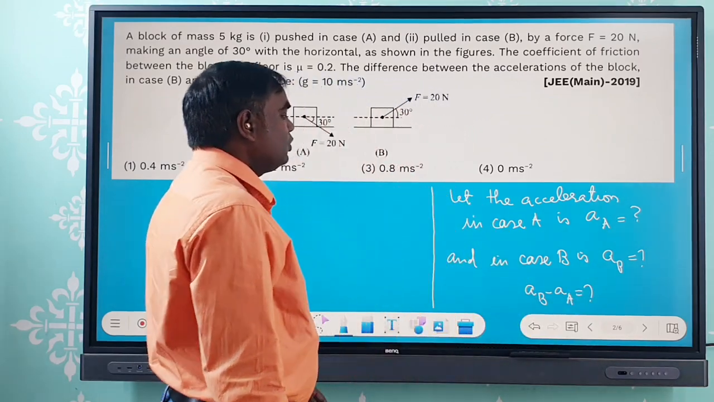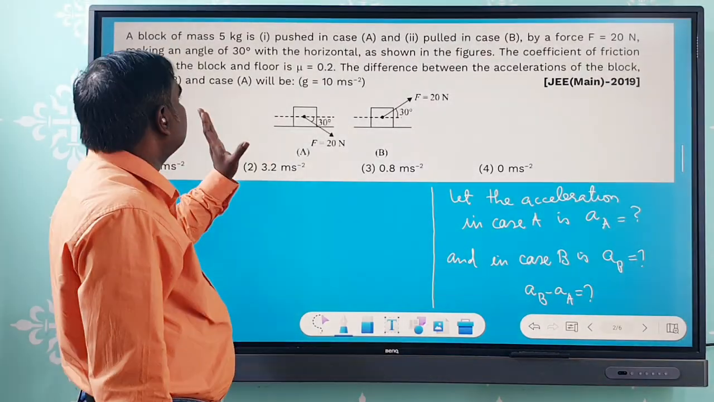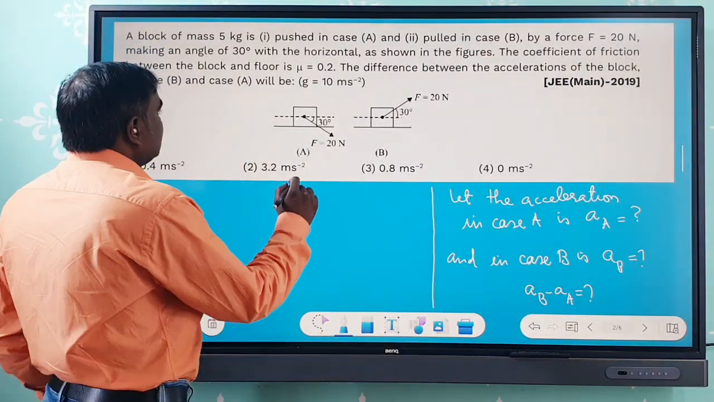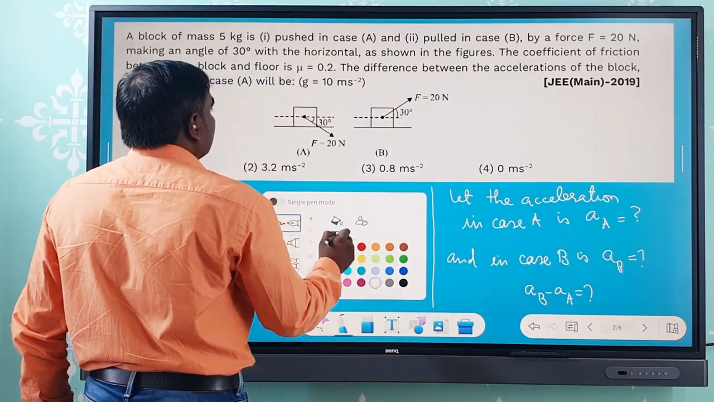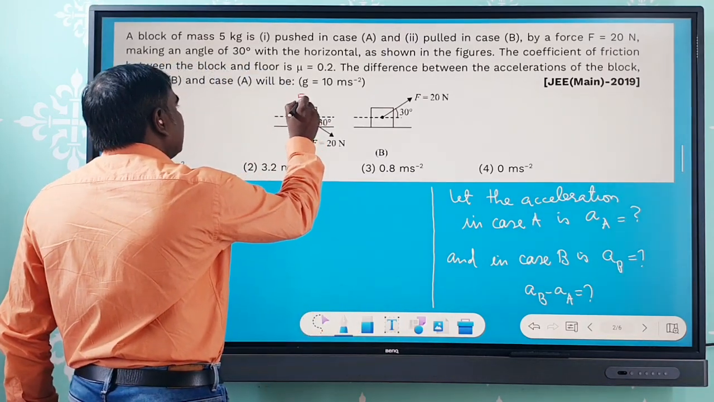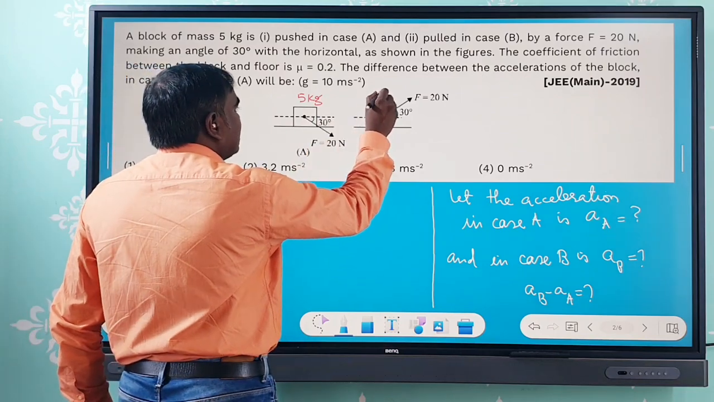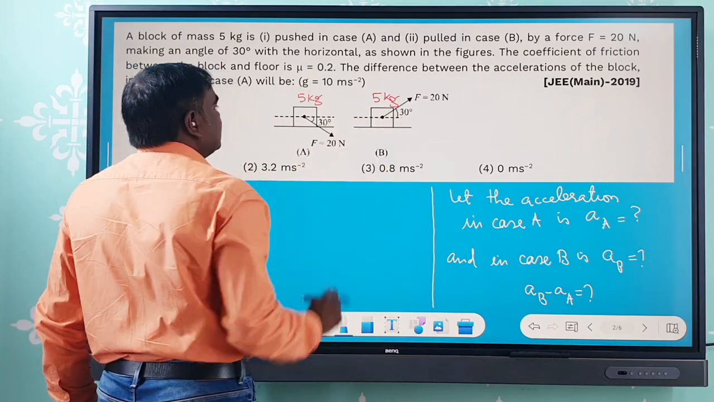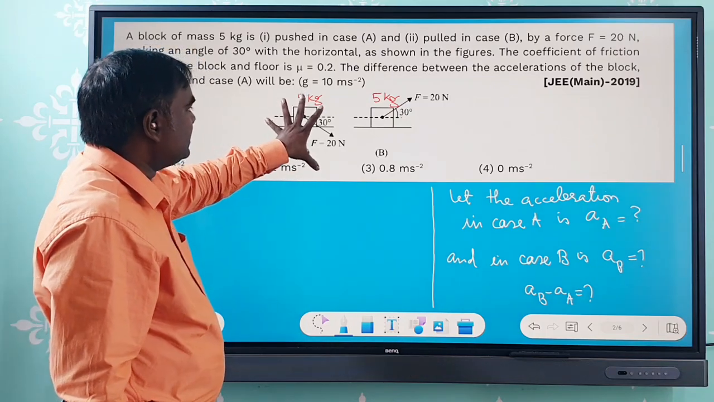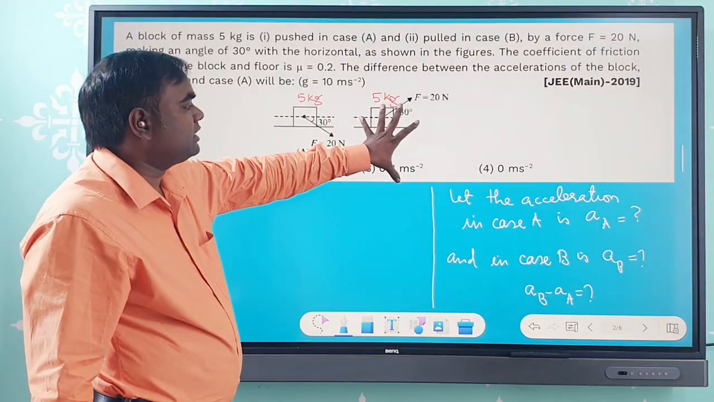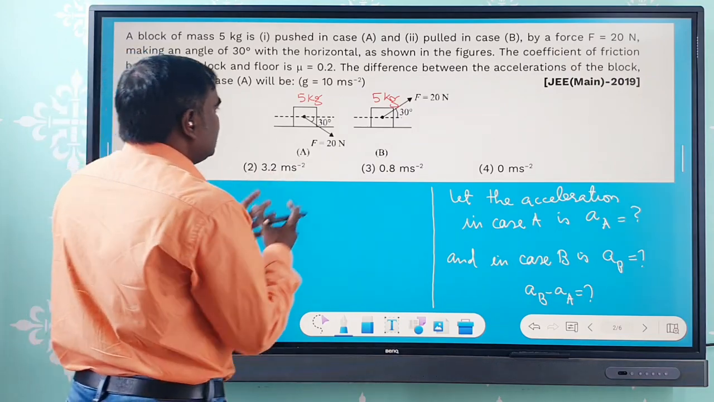To get the acceleration you need force, because masses are given. The mass of each block is 5 kg. This one is also 5 kg, and this one is also 5 kg. So what type of forces act in this case and what type of forces act in this case is very important, so we'll decide that here.